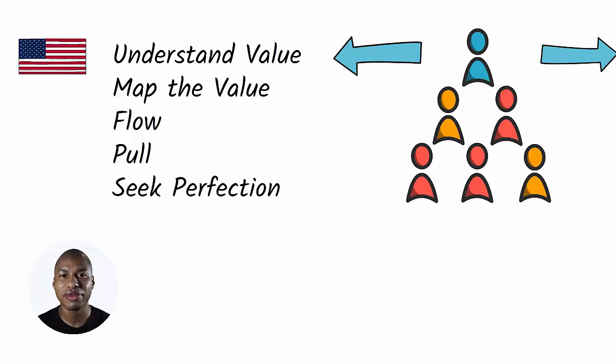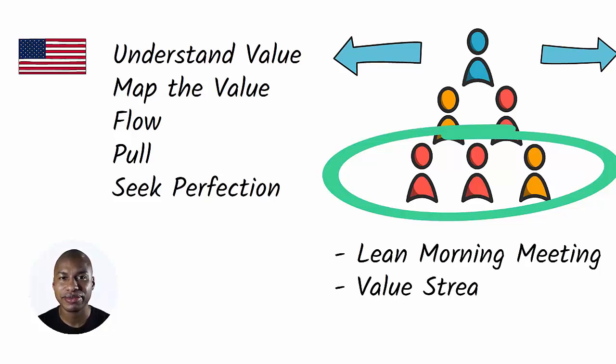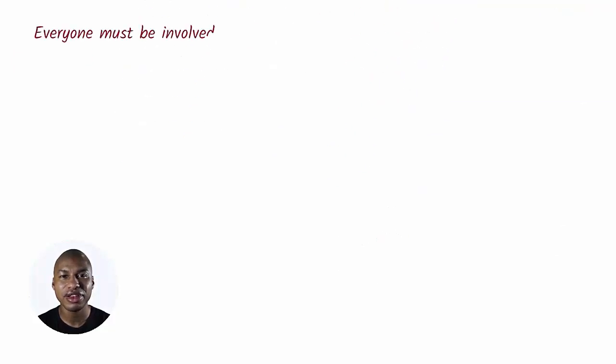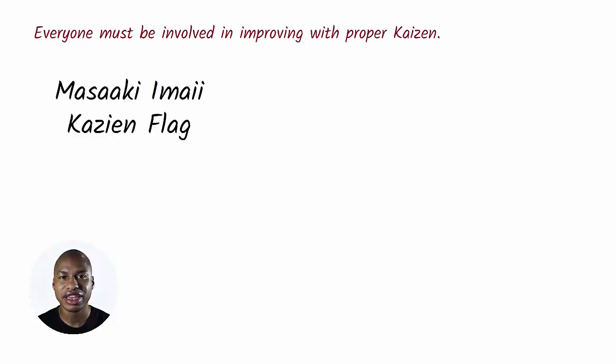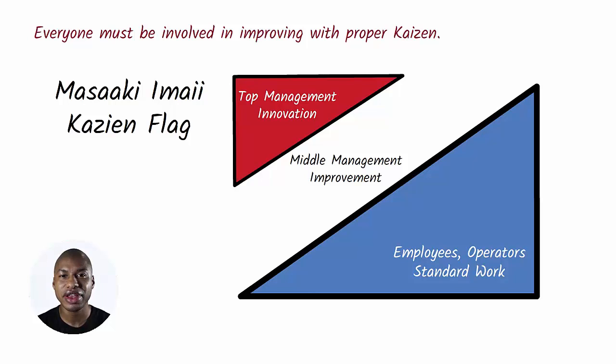At the shop floor level, you can start with the selected product family and start with tools such as Lean Morning Meeting, a value stream map, a 5S. Everyone must be involved in improving with proper Kaizen. The best reference on this subject is Masaki Imai's Kaizen book. The link between high-level corporate objectives and the company's operations must be achieved through the tools of the Hoshin Kanri and the Lean Morning Meeting.